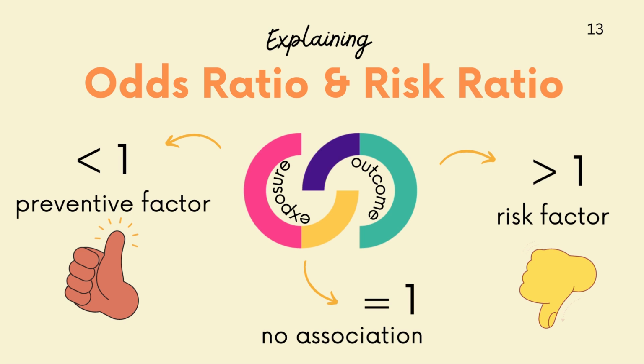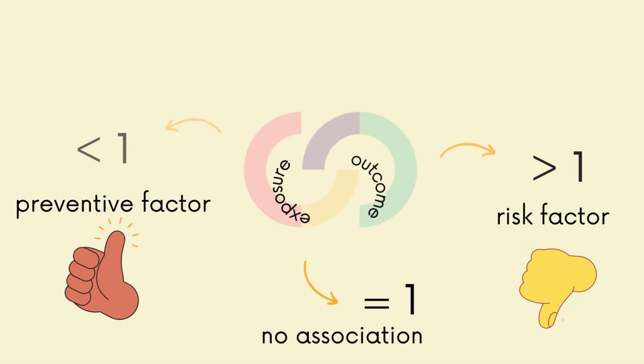If they are equal to 1, it means that there is no relation between exposure and outcome. But if the result is less than 1, it shows that the risk or probability of the disease is lower in the exposed group. So, being exposed to something is a preventive factor. However, if it is more than 1, it means that the risk or probability is higher in the exposed group. So, exposure is actually a risk factor. We are now going to see some examples of preventive and risk factors associated with Lyme disease.